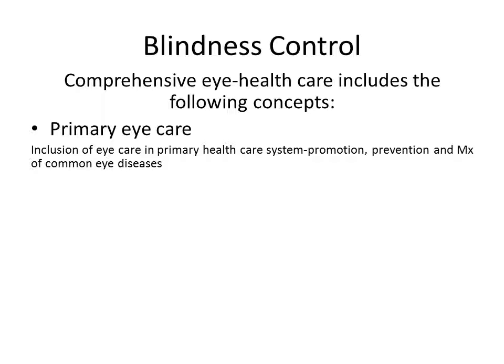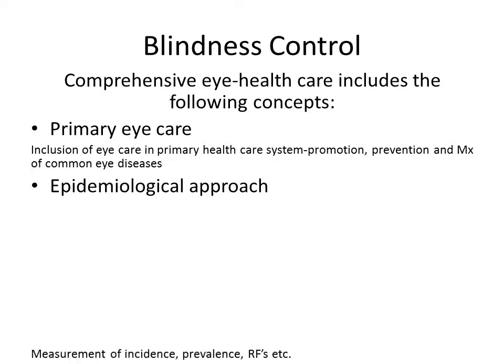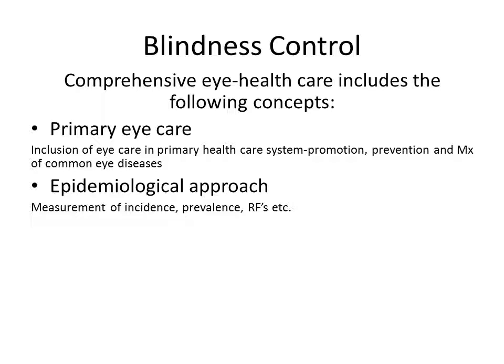Then epidemiological approach, that is measurement of incidence and prevalence and risk factors, as we discussed before, of blindness. Unless we know the incidence, prevalence and the causes and risk factors for blindness, we cannot work towards its control. So we have to measure the amount of blindness first and then work towards its control. So actions would be based on these.